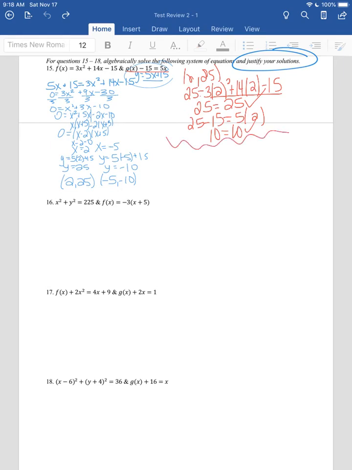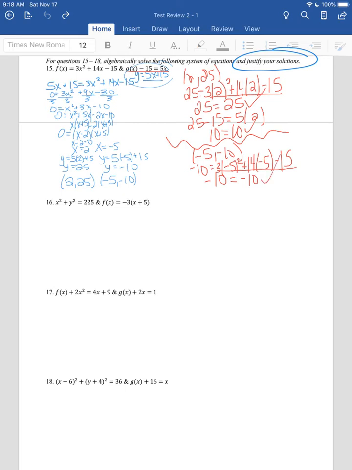So now I have to change points. I'm going to do (-5, -10). Again, I'm going to plug in. So negative 10, my y value, equals 3 times negative 5 squared plus 14 times negative 5 minus 15. I type that right into my calculator, and I get negative 10. Negative 10 equals negative 10.